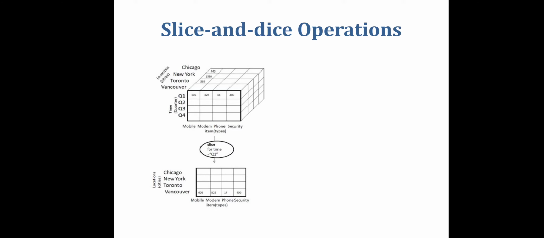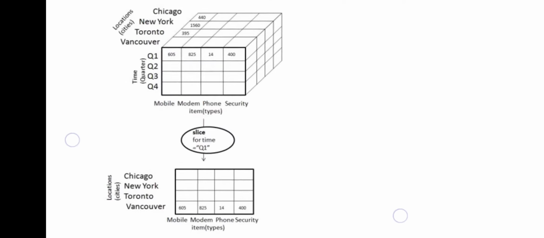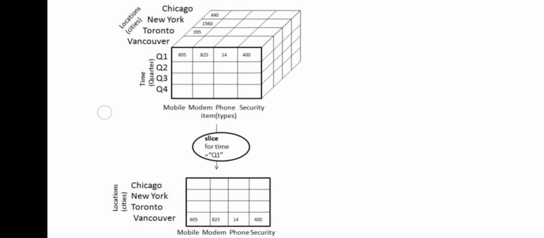So which dimension have I chosen? Time. From this time dimension, which attribute am I selecting? Q1. So with this Q1 attribute, what am I going to do? I will choose only one, that is Q1, as my time attribute. So in this way, for time as quarter Q1, I am selecting data from this cube, only the data mentioned over here, that is 605, 825, 49, 400.